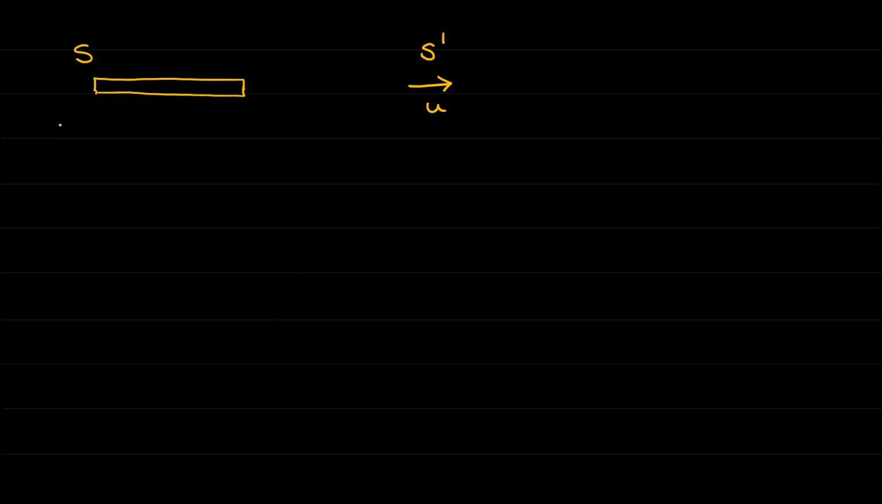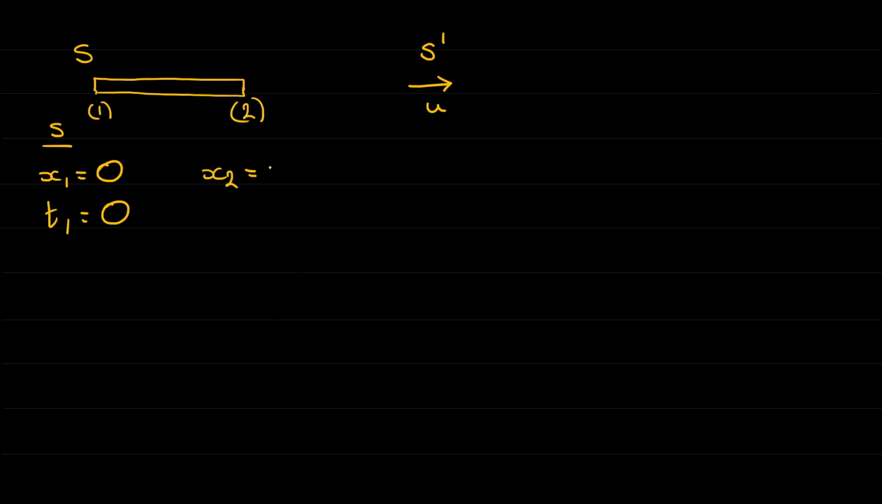So let's look at doing this first in frame S. To make things nice and simple, we'll choose that the left-hand side of the rod, we'll call this end 1. This is at position 0 when they make their measurement. So that is x1 is equal to 0. And we'll say they make their measurement of this end of the rod's position at time 0, so t1 is 0.